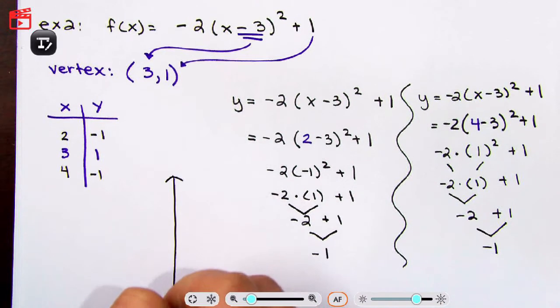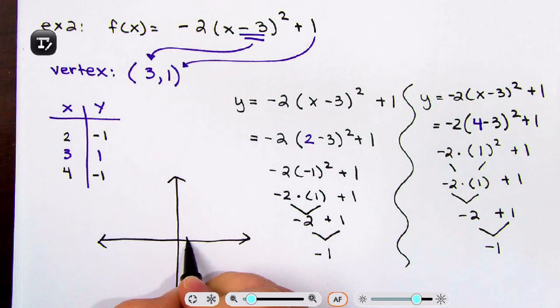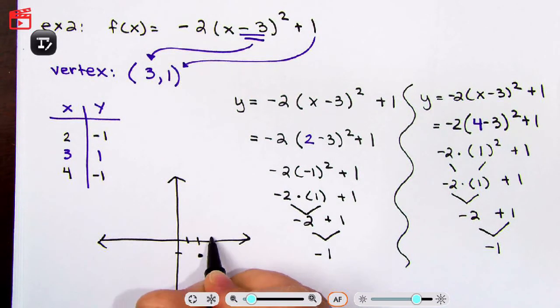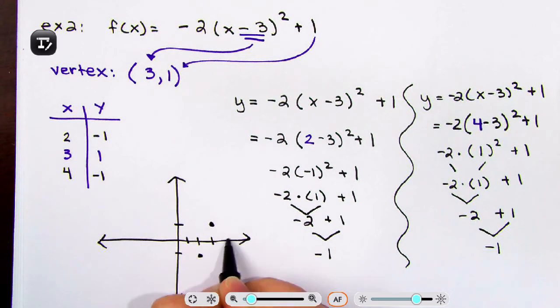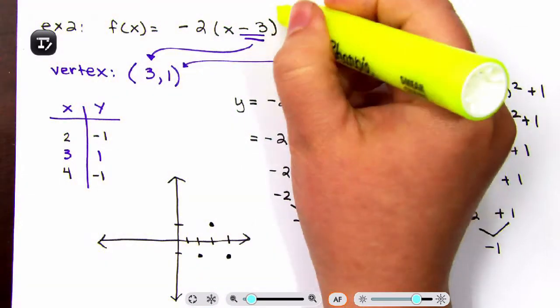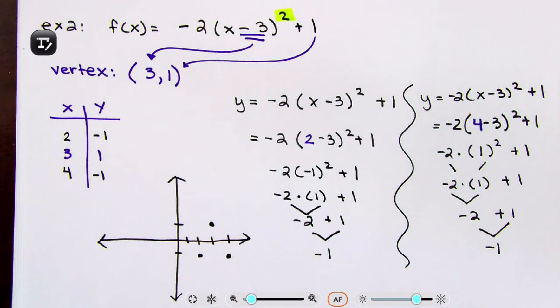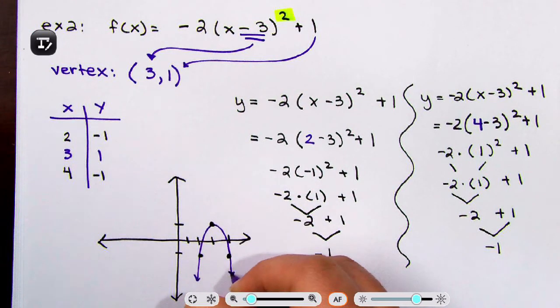Doing a quick sketch here, I have a 2 and a -1. I have a 3 and a +1. And I have a 4 with a -1. Again, make sure that you are aware of what your parent function looks like, right? So here's your parent function with an exponent of 2. That means it will look like a U. So you're going to curve downward, connecting, and you are all set.